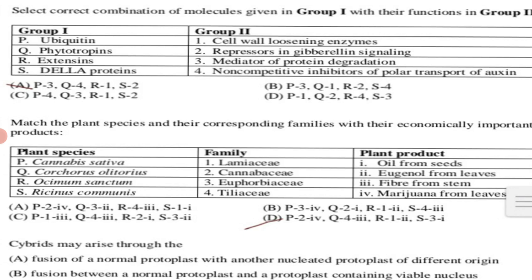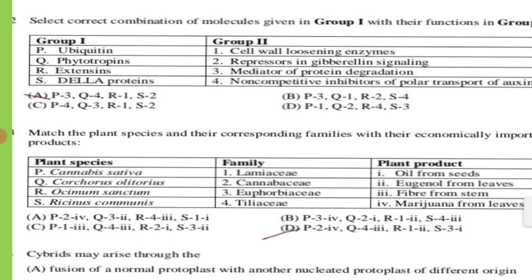This plant is from family Lamiaceae, and from leaves of this plant there is a production of eugenol. Then plant species, yes, Ricinus communis. This plant is from family Euphorbiaceae, and their seeds are useful for production of oil. So option D is the answer for this question.